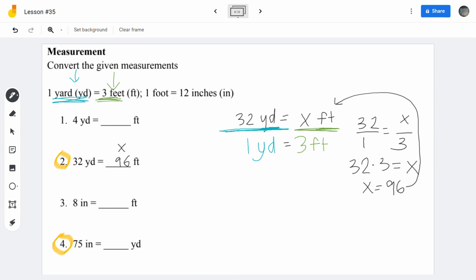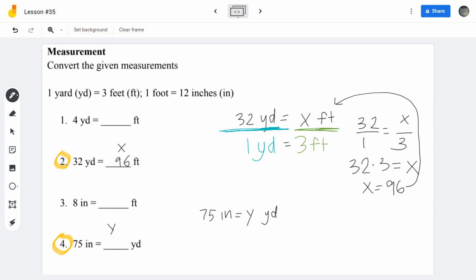So now I'm going to go over another problem, number 4, together. So this time we're given 75 inches equals blank yard, and I'm going to use the variable x again. Actually, I think I'm going to use the variable y this time. So now we're going to find our variable y, and let me just erase this. So now I'm going to mark it again. I'm going to color code it after I rewrite it. So 75 inches equals y yard.